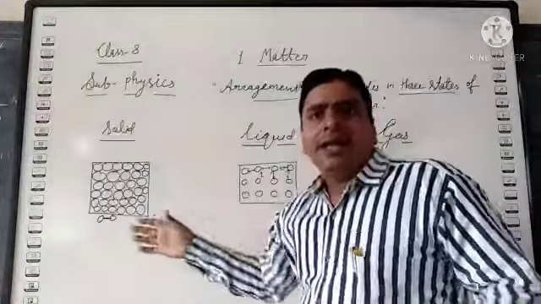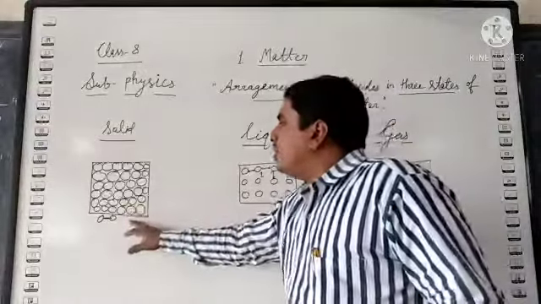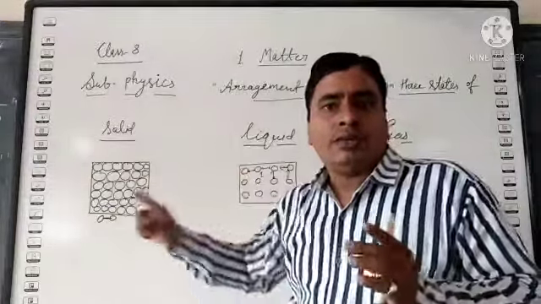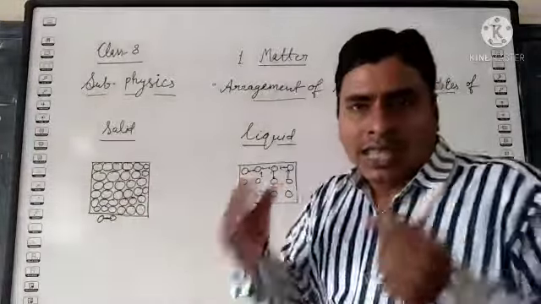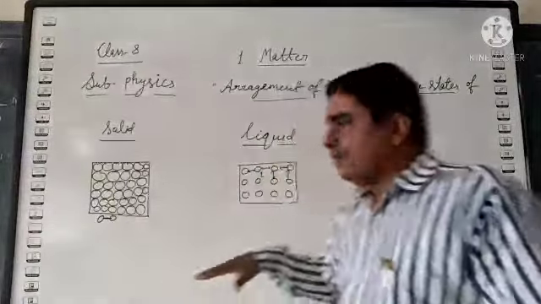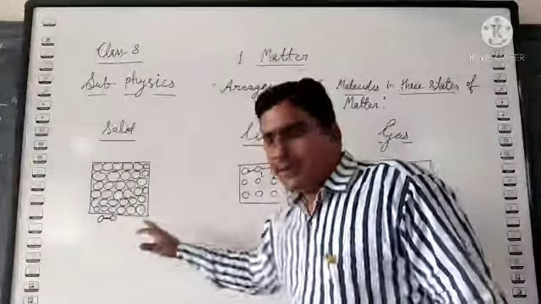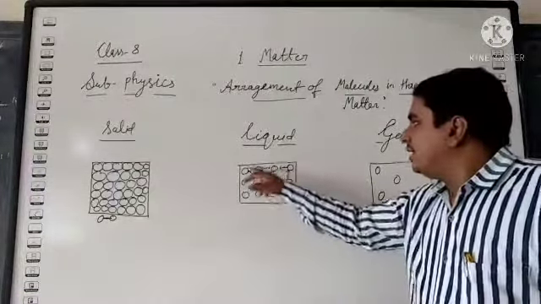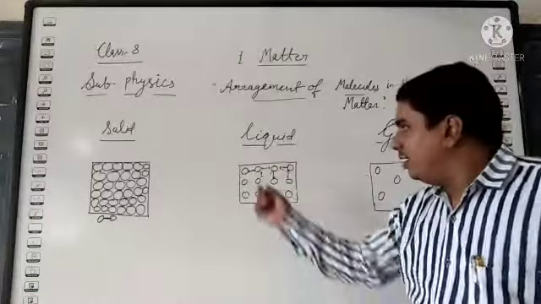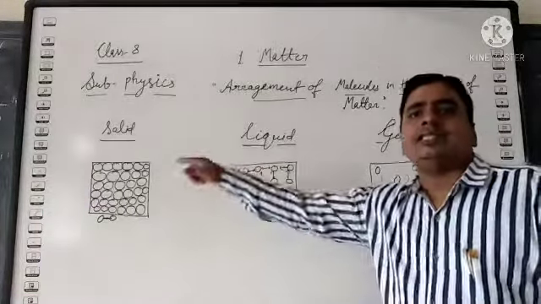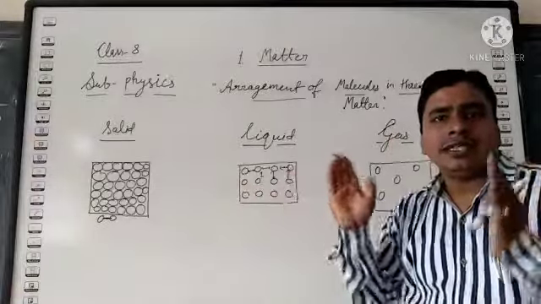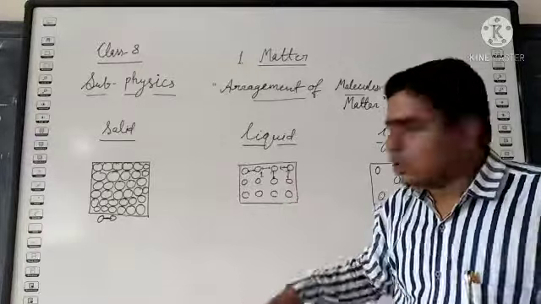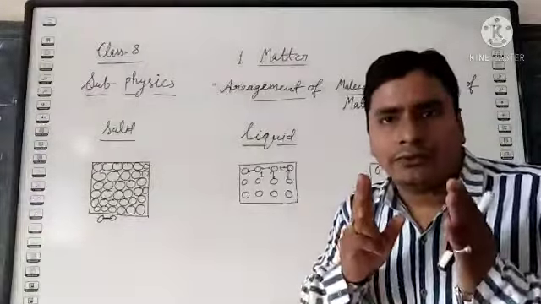Again, I will revise in short. In a solid, molecules are very tightly packed. Intermolecular space is very less, and intermolecular force is very strong. It has a definite volume and a definite shape. In a liquid, molecules are less tightly packed, slightly free. They are free to move inside the container. Intermolecular space is large compared to solid, and intermolecular force is less compared to solid. That's why with this arrangement of molecules, it has only a definite volume.